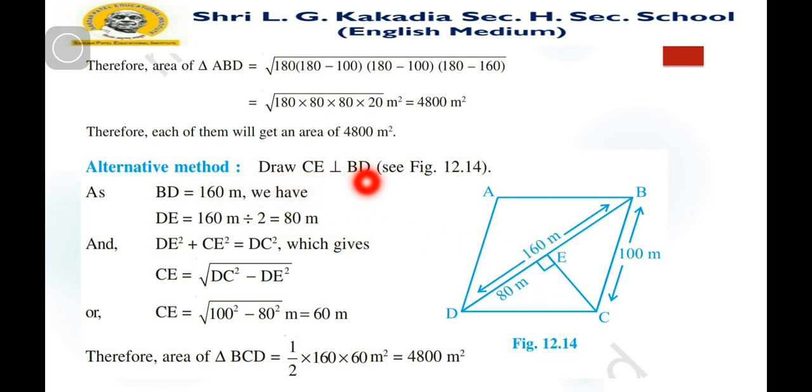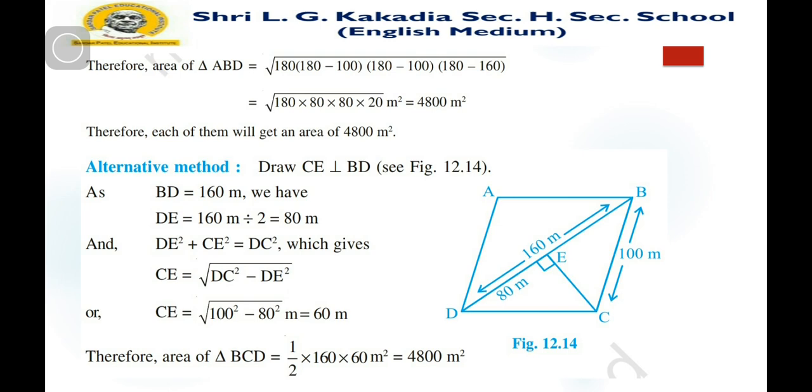So draw CE perpendicular to BD, as you can see here. As BD is equal to 160 meter, DE will be 80 meter, because CE is perpendicular on BD and it divides it into two equal parts. DE square plus CE square is equal to DC square, which gives CE equal to the square root of DC square minus DE square. So CE is equal to the square root of 100 square minus 80 square, which is equal to 60 meter.